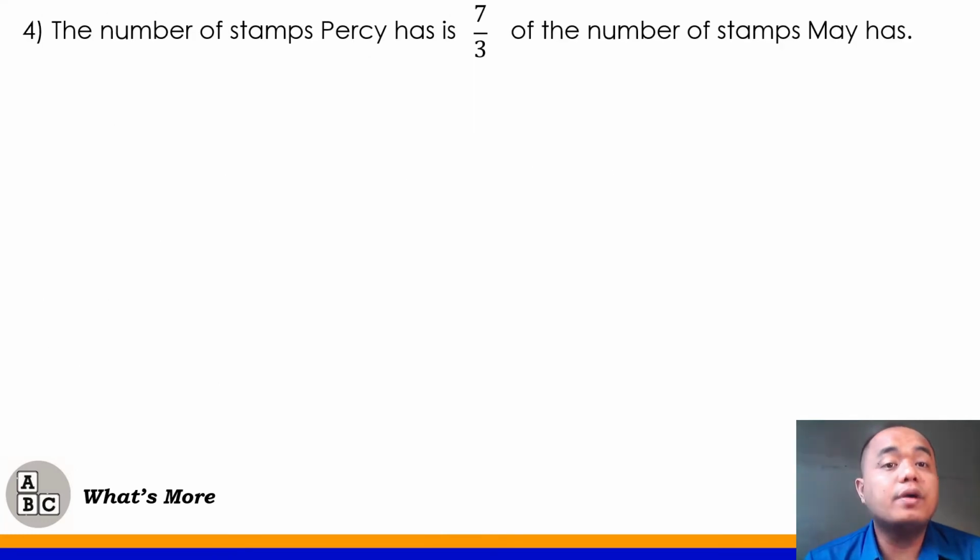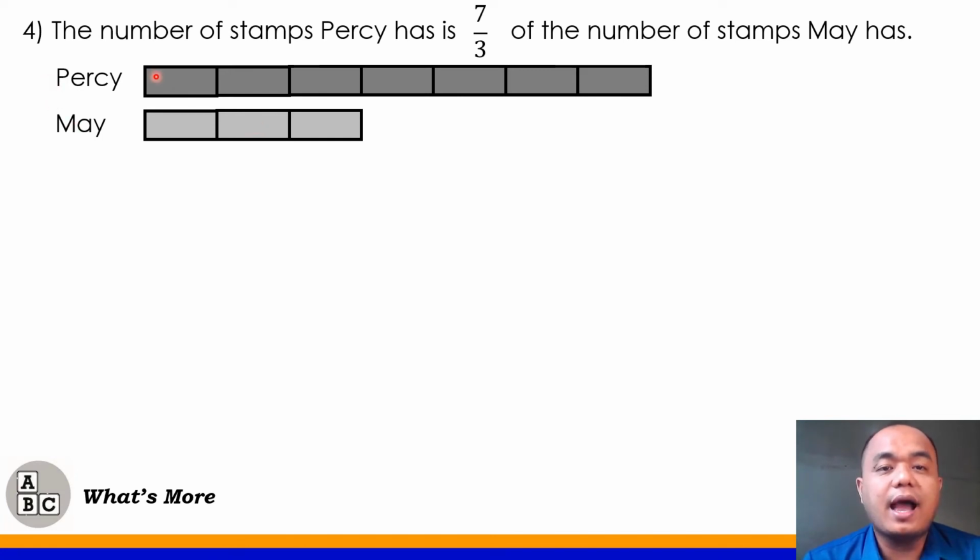Number 4. The number of stumps Percy has is 7/3 of the number of stumps May has. So, yung first quantity natin dito, class, ay yung stumps ni Percy, which is 7, di ba? Yung number naman ng stumps ni May ay 3. Kasi si May, ang stumps ni May ay ang ating second quantity. So, Percy has 7 and May has 3 stumps. So, Percy is represented by these 7 blocks and May will be represented by 3 blocks.